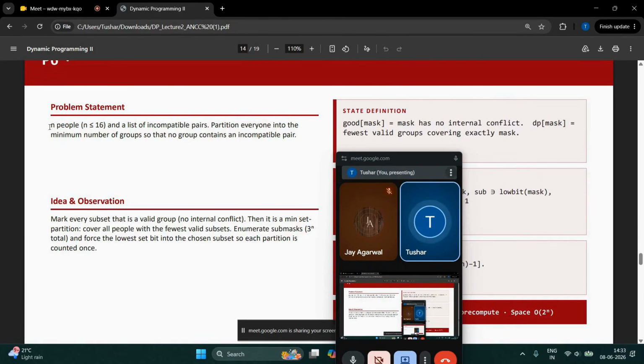And we are given that the number of persons is at most 16. So this also gives us an idea that we can have a state revolving around the groups, and which persons have already been assigned some group.